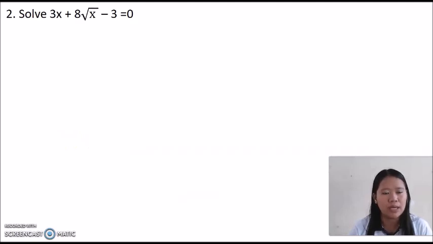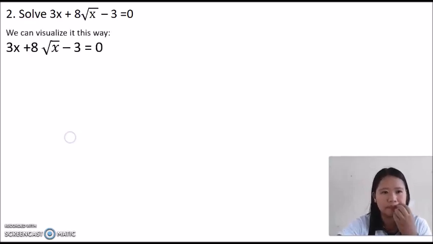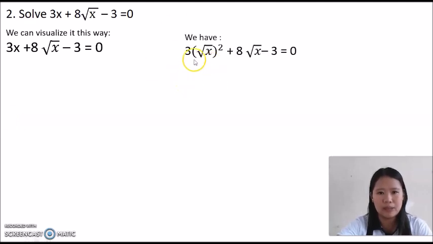Solve for 3x plus 8 square root of x minus 3 equals 0. So, paano natin gagawin to? So, ito yung nakikita natin. 3x plus 8 square root of x minus 3 equals 0. Pero, pwede natin gawin ganito.